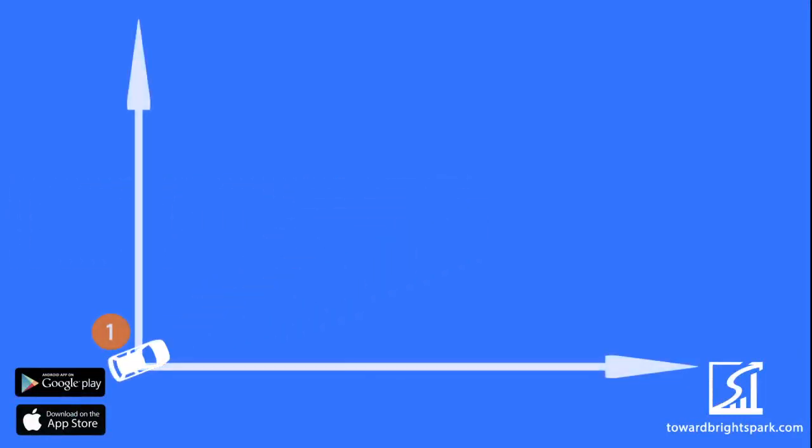This car is stopped at the origin. As you can see, its position and distance from the origin does not change.